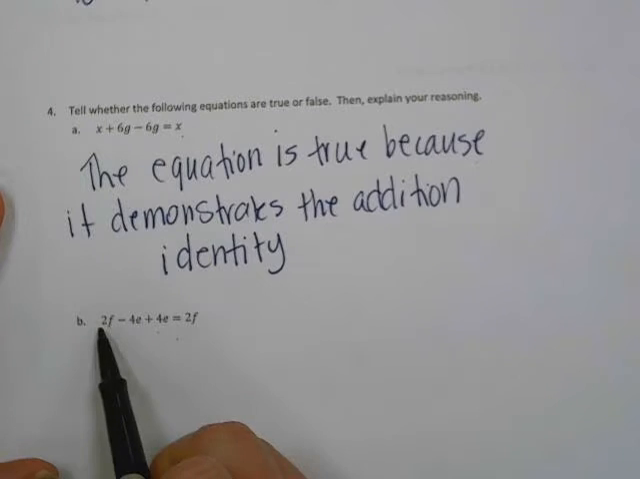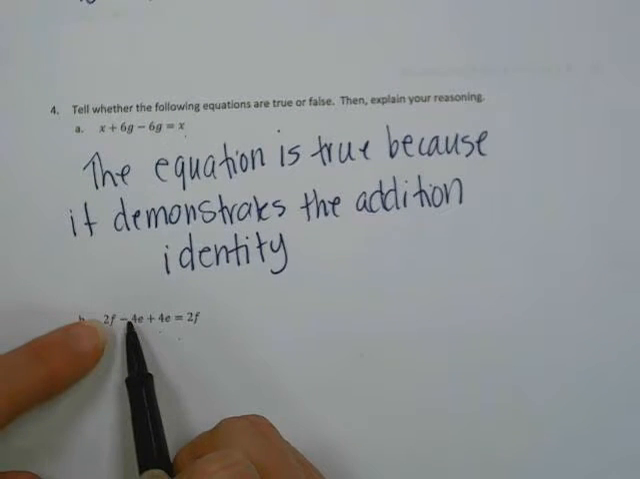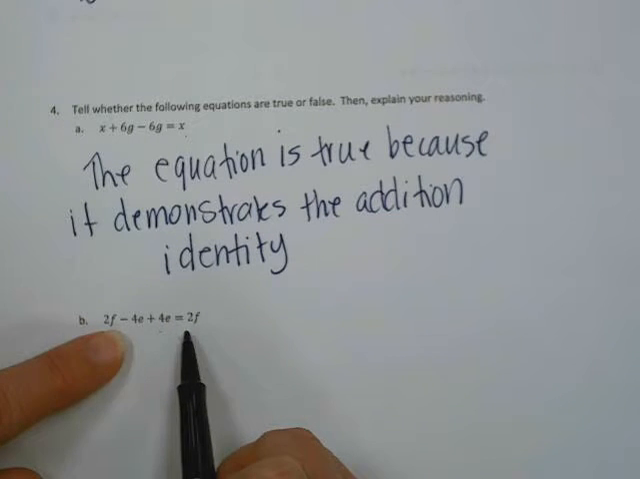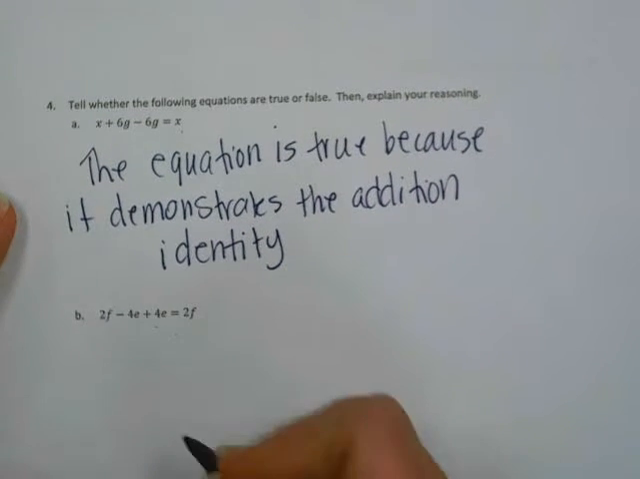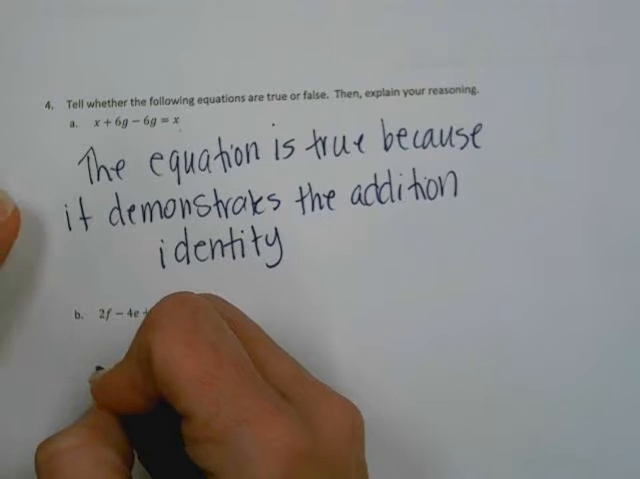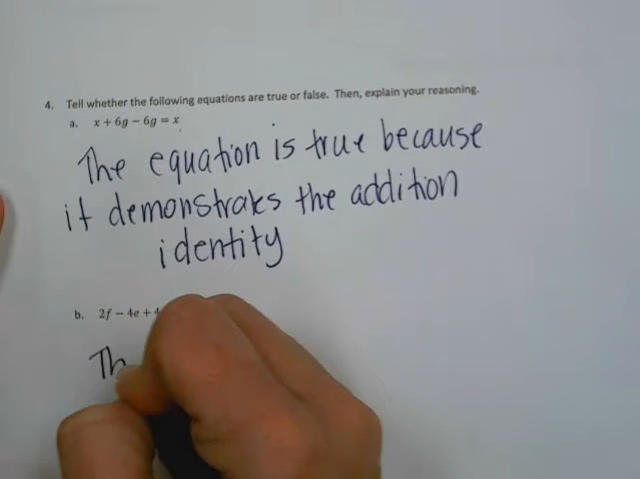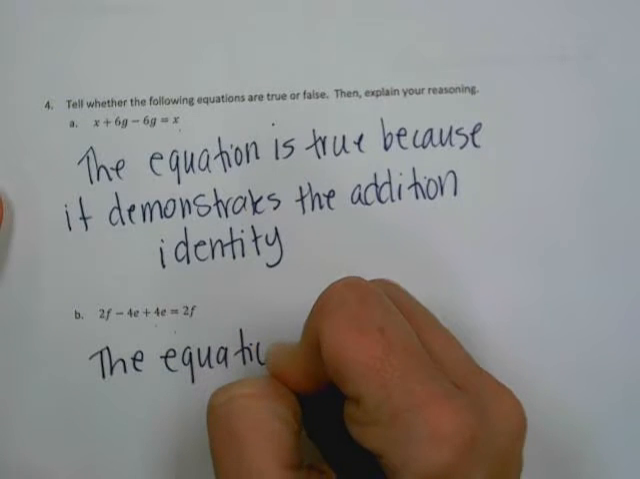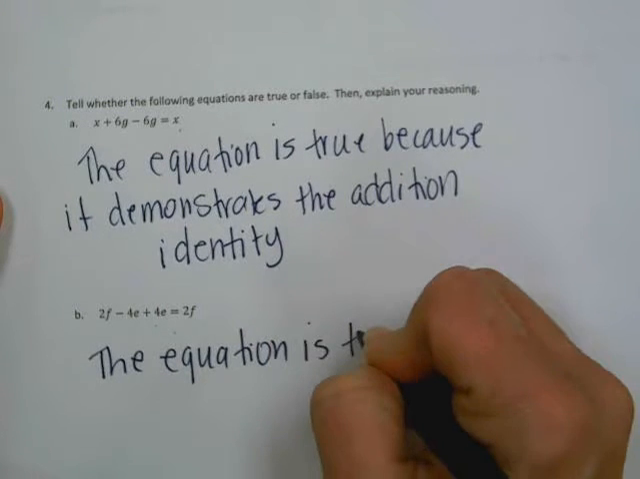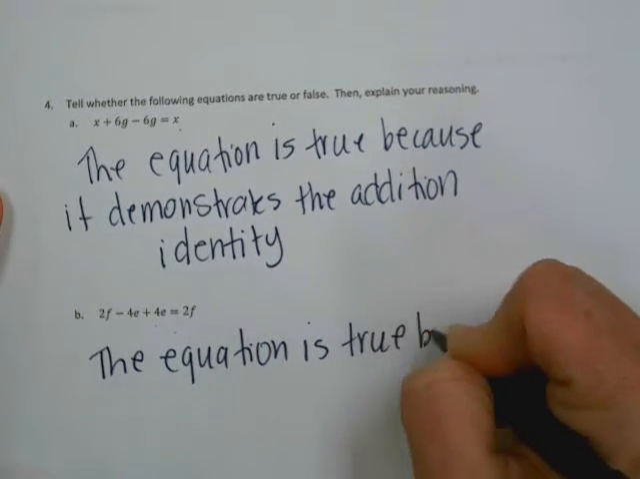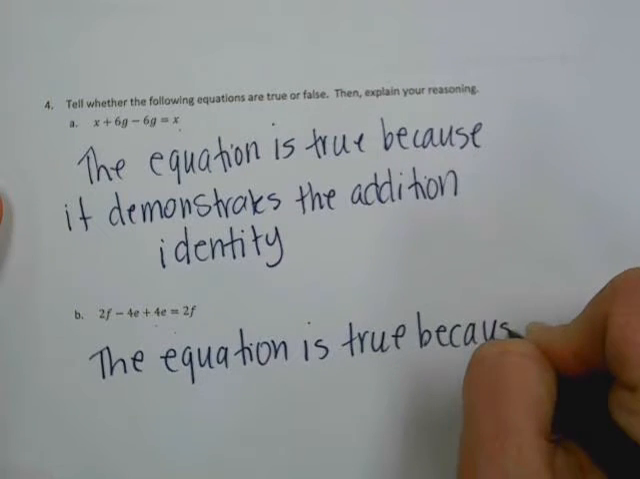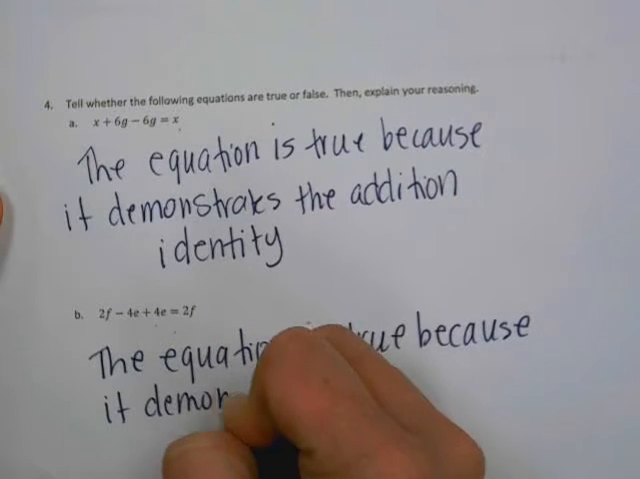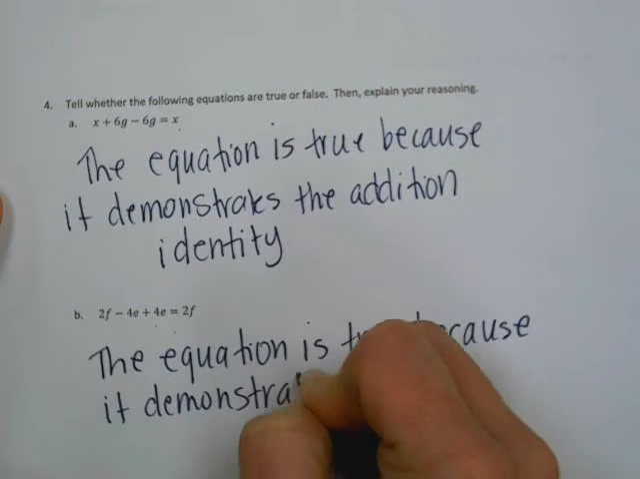Letter B, 2f minus 4e plus 4e equals 2f. So again, if I have 2f, I take 4e away, I add 4e back, I'm going to come back with 2f. I get that original number back. So this would be true because it demonstrates our subtraction identity, which says that if I start with an original number, I subtract an amount, and if I add that same amount back, I'm going to come back to my original number. So this one is true because it demonstrates the subtraction identity.